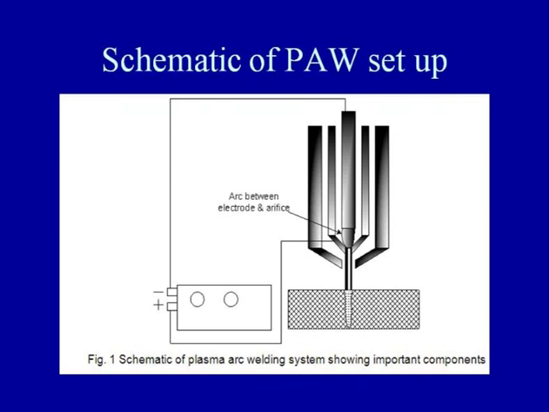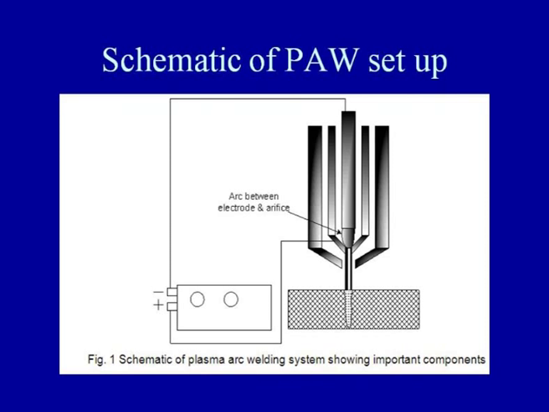If we have to understand the schematic diagram of the PAW process, it basically involves a power source which can deliver the required amount of the welding current, which may be in the range of 100 to 300 ampere, for establishing the arc between the electrode and the base material or the nozzle. So, first the arc is established, and then once the arc is established, the plasma forming gas is allowed to flow through the arc zone, and then these plasma gases are passed through the nozzle where their constriction takes place.